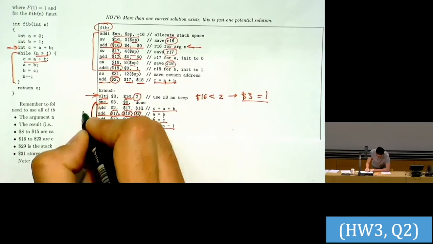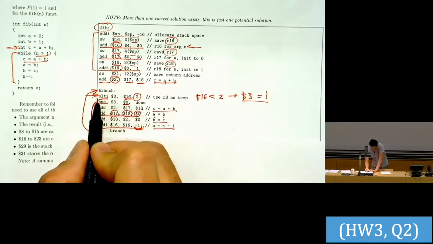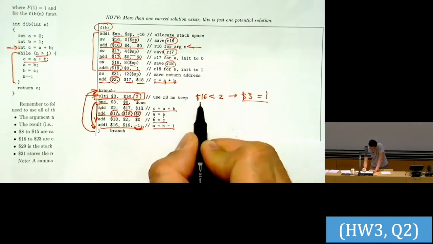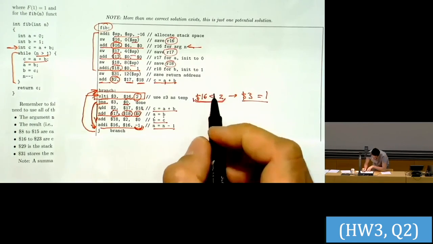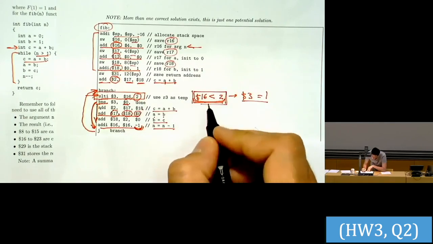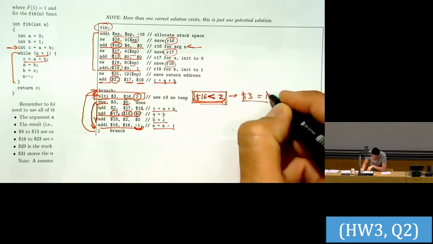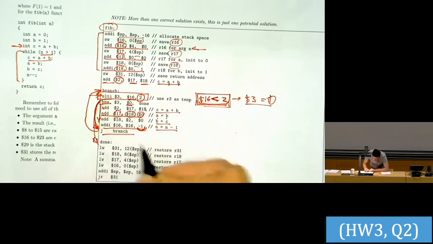Right after that, we have this unconditional branch, this jump instruction to start again and evaluate again the content of register 16 that contains N. So we repeat this as many times as needed. When register 16 is lower than 2, then this will be 0, and then here we will take the branch, and we will jump down here, and we will finish the loop.